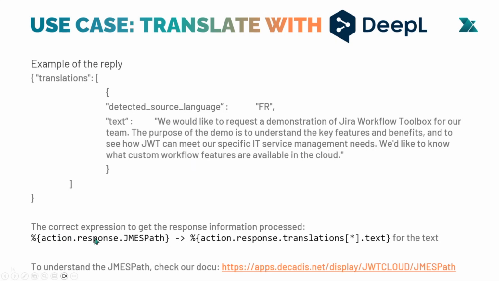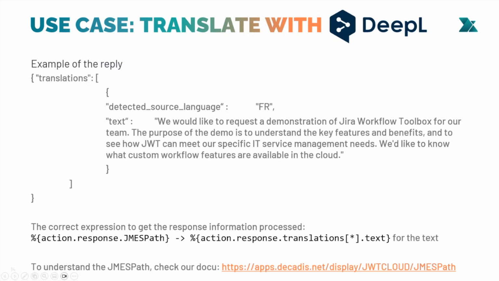The correct expression to get the response information processed would be action.response, which is basically the expression to get the response from the API. Then we go into the translations, get all that text, and go for the attribute text here to paste this text later into a field. If you want to understand the SMEs path, check out our documentation.